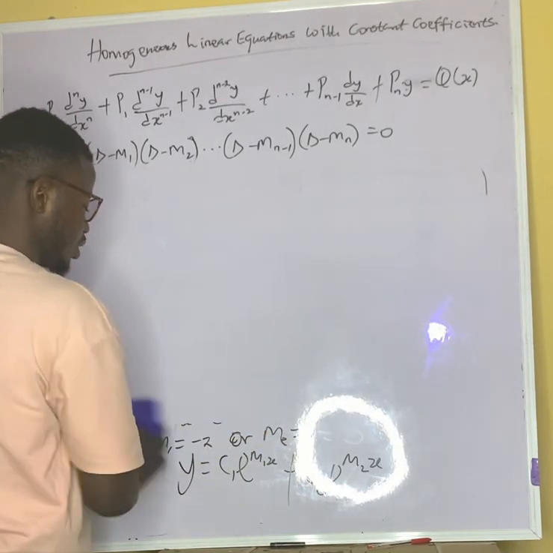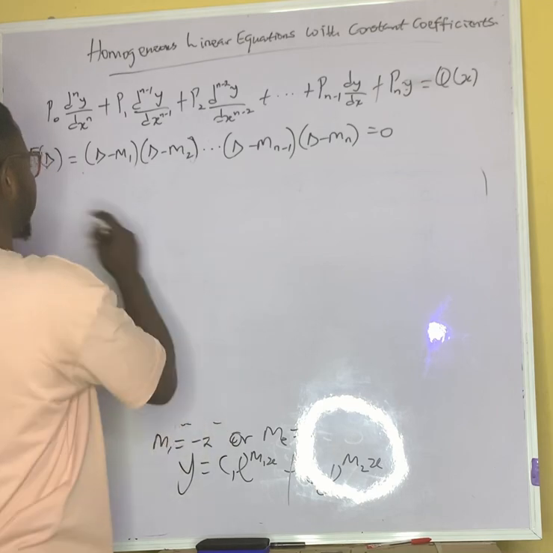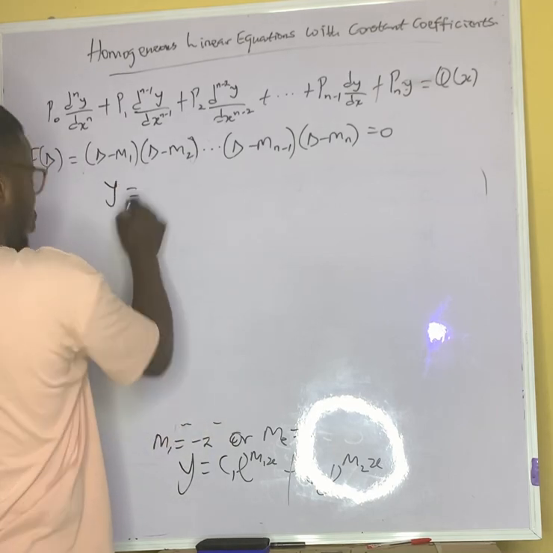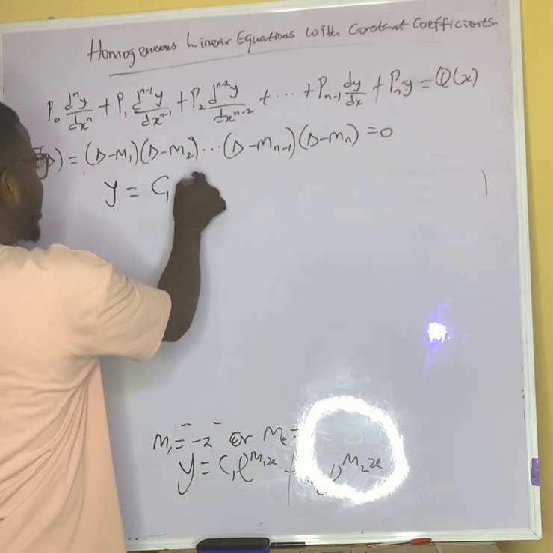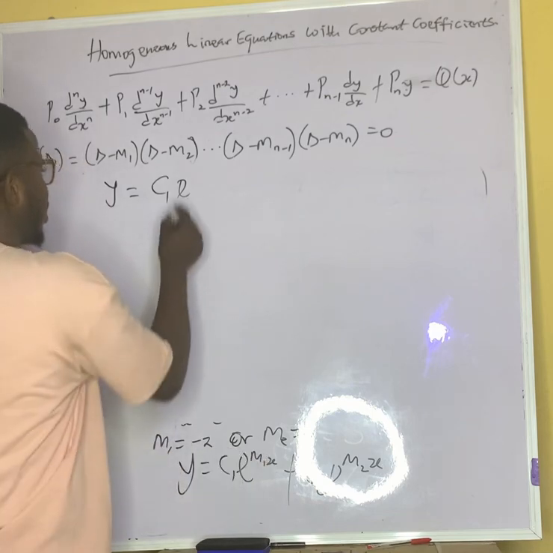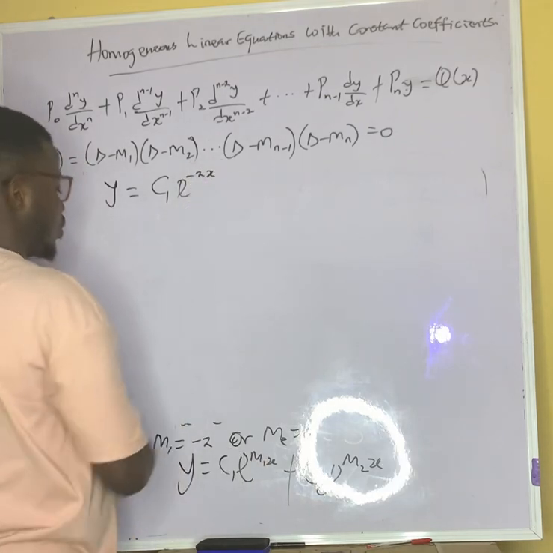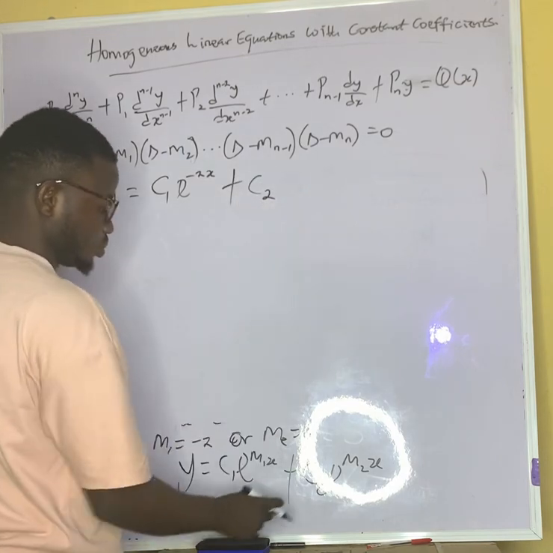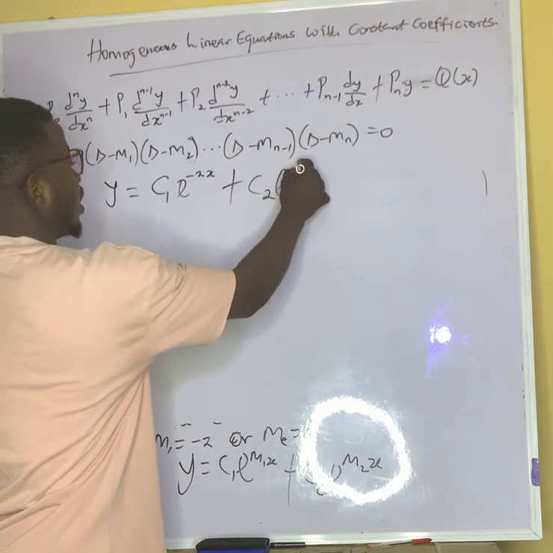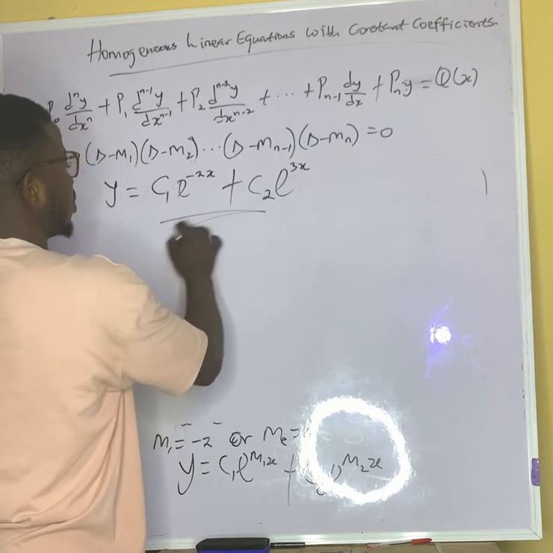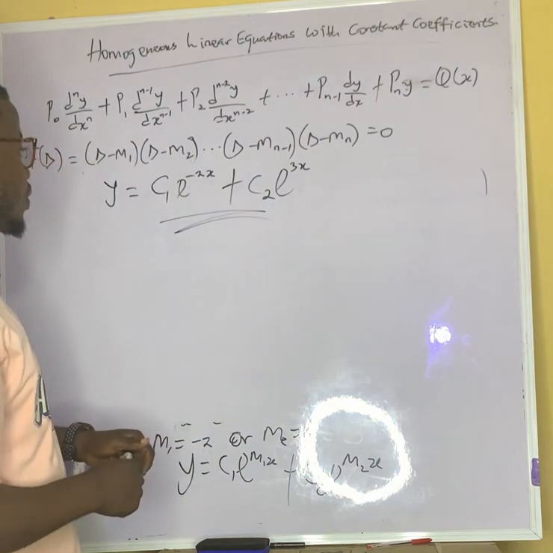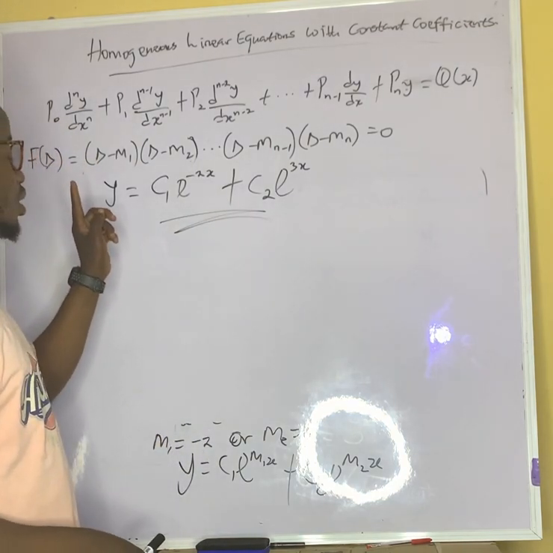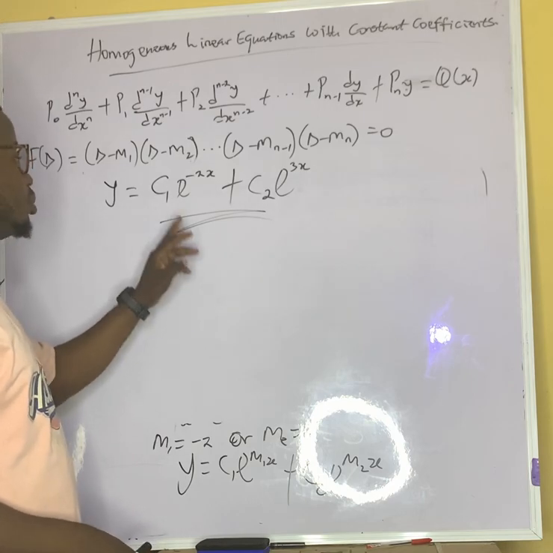So now the next step will be making use of the primitive. So y equals c1 exponential, the value of m1 is minus 2, then we are putting x at the back, then plus c2 exponential 3x. So that is the primitive. Since we have the differential equation, then this is the primitive.